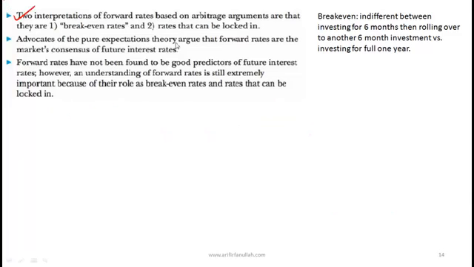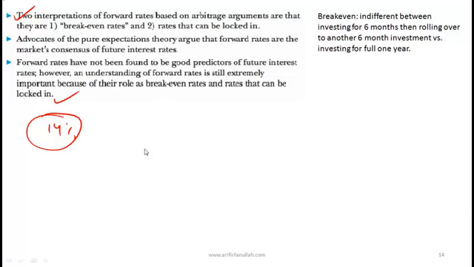Advocates of the pure expectations theory argue that forward rates are the market's consensus estimates of future interest rates. Does this statement make sense? So if you believe in the pure expectations theory and you are told that the forward rate, so let's say the 6-month interest rate after 2 years, is 14%, then you are saying that the expected rates in the future are 14%. Okay, forward rates have not been found to be good predictors of future interest rates. However, an understanding of forward rates is still extremely important because of their role as break-even rates and the rates that can be locked in. So we've talked about this.